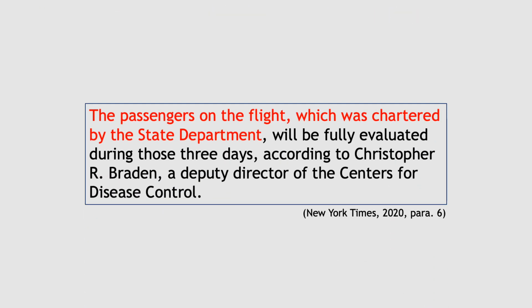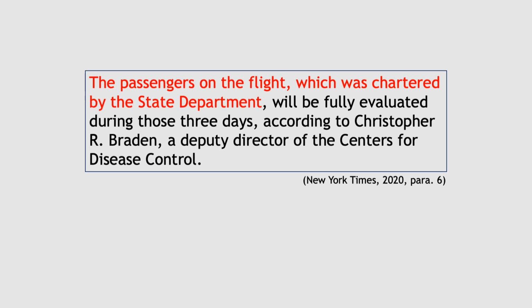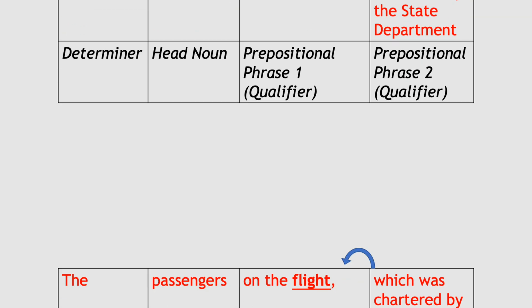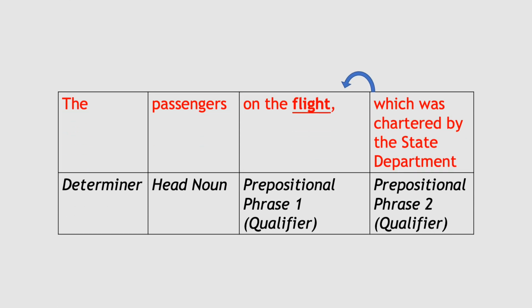This one, in the same paragraph, will be one of the most complex noun phrases in the article. It includes a prepositional phrase and a relative clause at the same time. The two qualifiers, however, function differently in the noun phrase. While the first qualifier, on the flight, gives detail about who the passengers are specifically, the second one is the relative clause giving extra information about the flight.